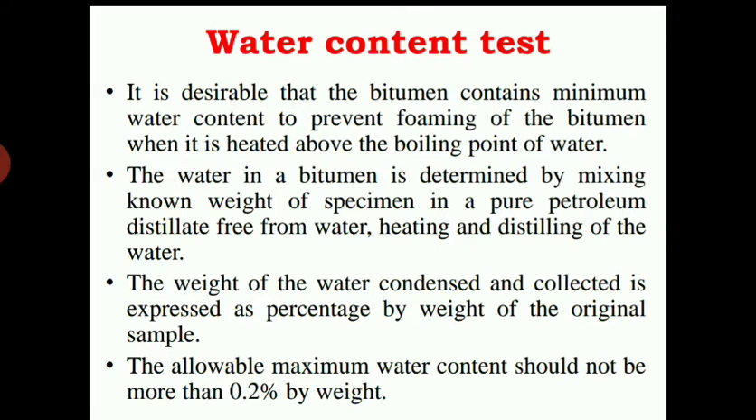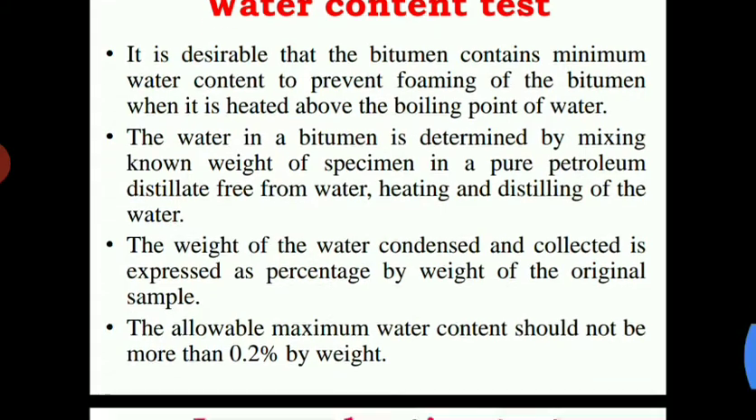The test is very simple. First we note down the total water content present, and after providing a certain heat the water turns to vapor, and then only the bitumen is retained. In that case, we can check the maximum allowable water content. It should not be more than 0.2% by its total weight.